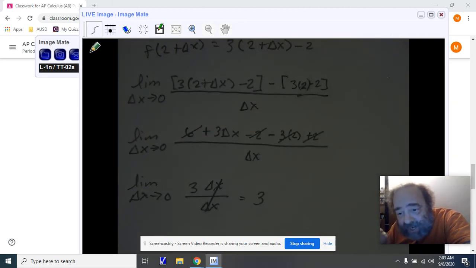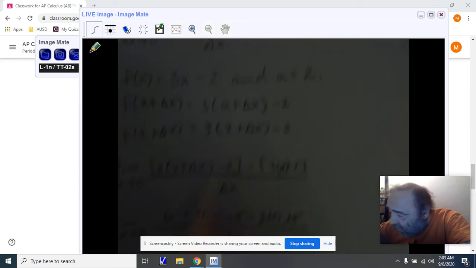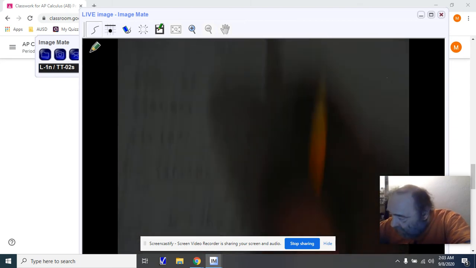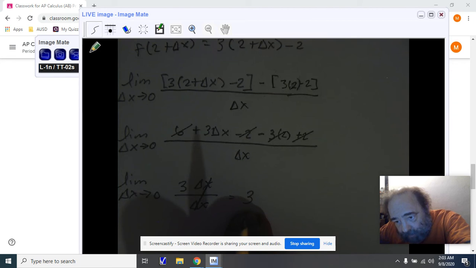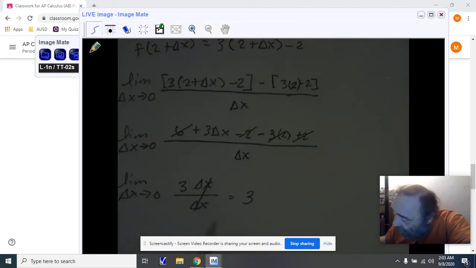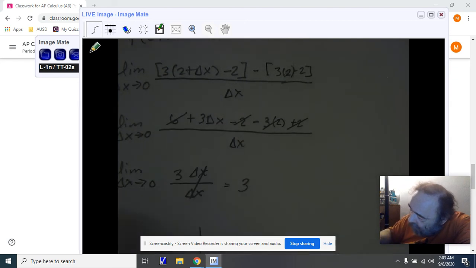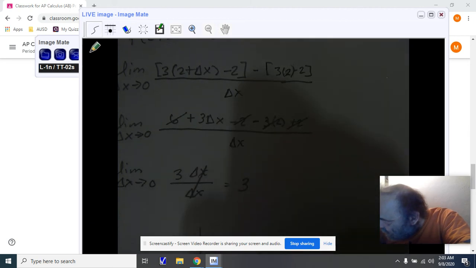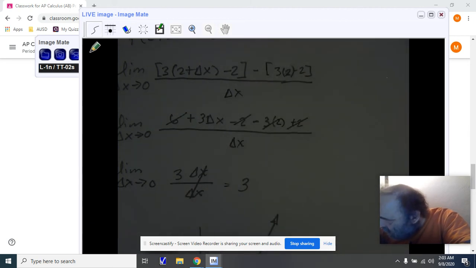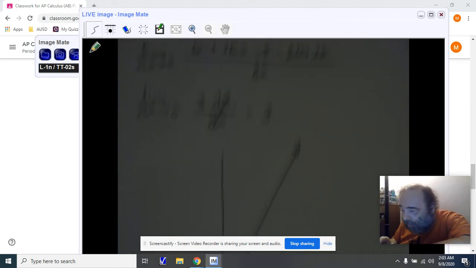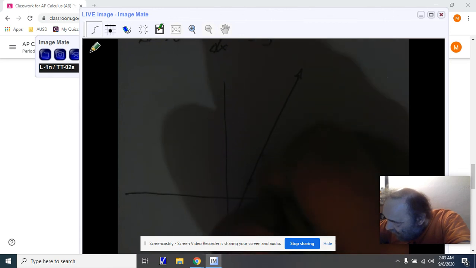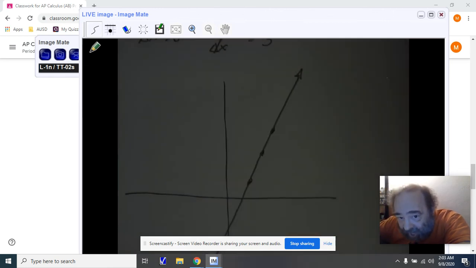This is telling me that the instantaneous rate of change of this function, 3x minus 2, at the value x equals a, has a slope of 3. Now, this makes perfect sense. Why? Because if you think about what a line is, a line that has the slope 3, 3x minus 2. Let's stop and think about it. What is a tangent line to a line? Isn't it the line?